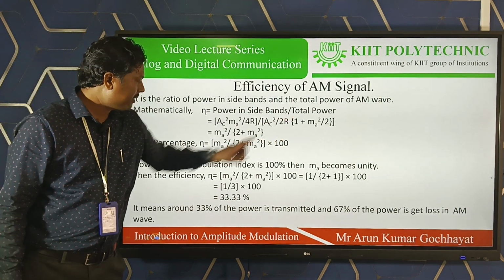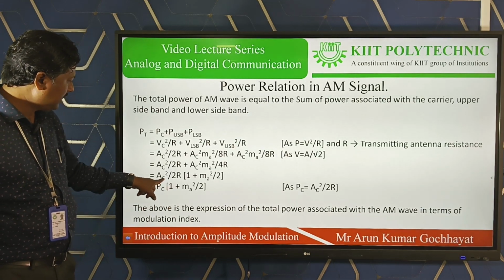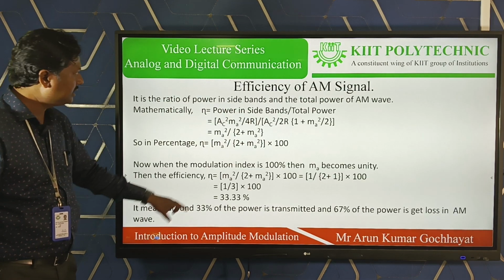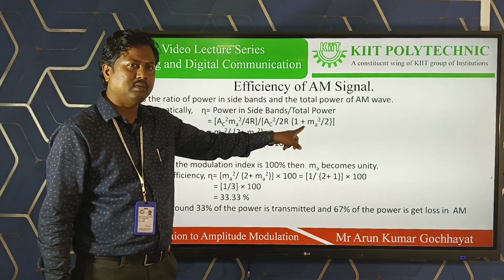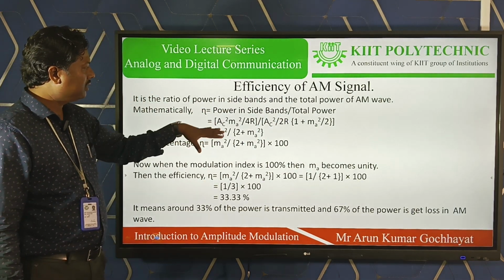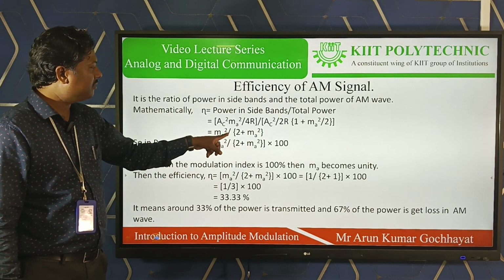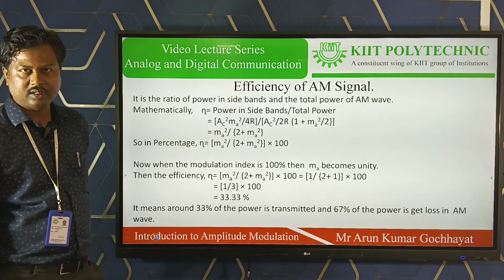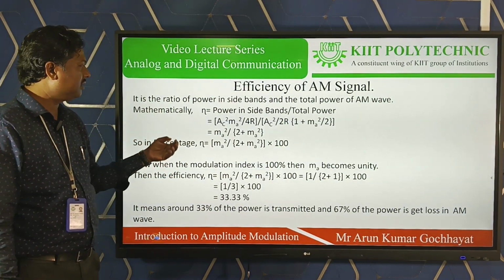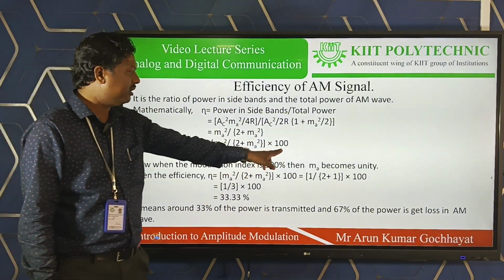Next is the total power. Total power is AC square by 2R whole into 1 plus MA square by 2. That is written over here, AC square by 2R whole into 1 plus MA square by 2. So if we solve this, then we'll have the expression of efficiency as MA square whole divided by 2 plus MA square. If you want to find the value of efficiency in percentage, we have to multiply by 100.